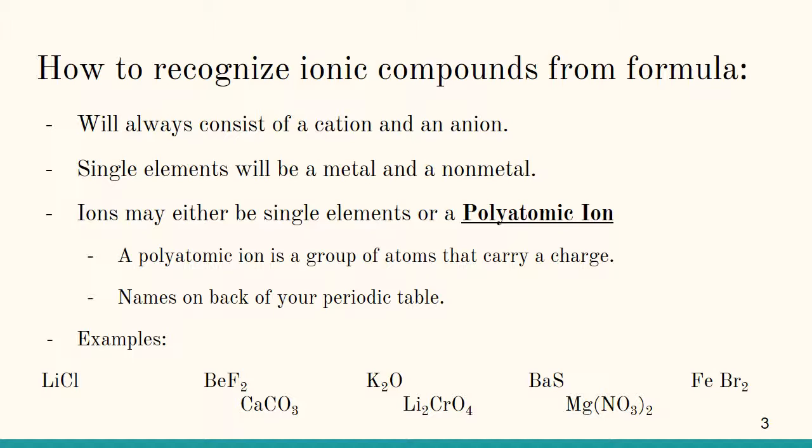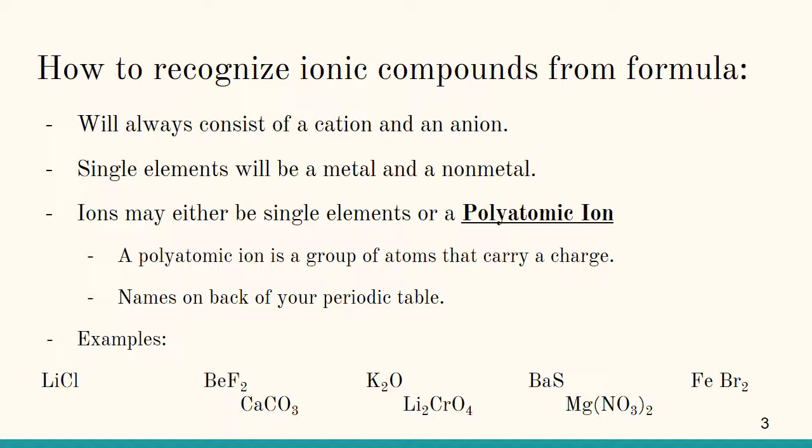So let's say that we want to recognize a compound as being ionic. Well, the easiest way to do that is going to be to look for positive and negative ions. If the compound is ionic, it's always going to have a cation, or a positive charge, and an anion, or a negative charge. So if we just have single elements, we're going to end up with a metal and a nonmetal. The reason for that is that metals want to lose electrons and become positive, and nonmetals want to gain electrons to become negative. So, if you put a metal and a nonmetal together, you end up with a positive and negative charge, and you get your ionic compound.